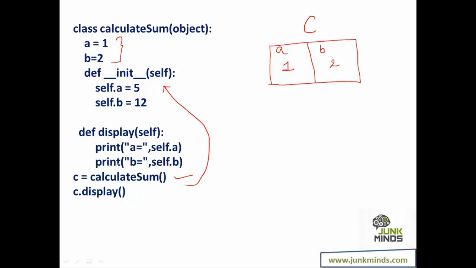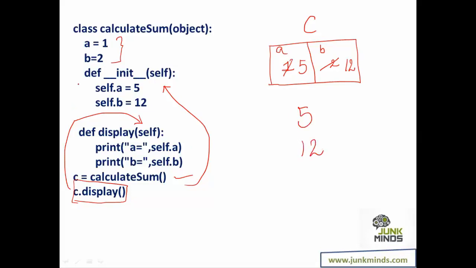Generally we have to call display or any other method, but I'm not required to invoke this method explicitly. The moment I create an object, it gets executed automatically. So as soon as I created this object, this statement got executed. A, which was 1, has now been overwritten with 5. B, which was 2, has now been overwritten with 12. So later, when I call this display method and display A and B, I get values 5 and 12.